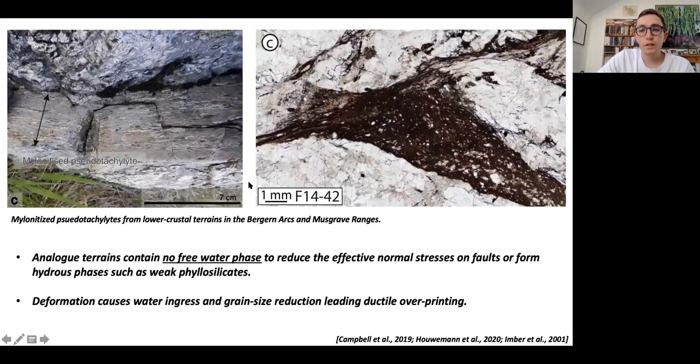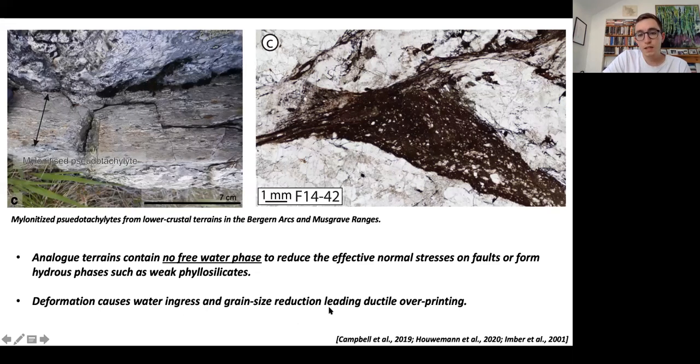So when we look at analogous terrains for what we think is comparable to the lower crust beneath South American forelands, examples include places like the Bergen Arcs, the Musgrave Ranges in Central Australia, and parts of Arctic Canada. The rocks there are typically granulitic, so they're metastable. They were formed under much higher pressure and certainly much higher temperature conditions, and they are extremely dry because they were formed as a product of melting, which stripped all the water out of them.